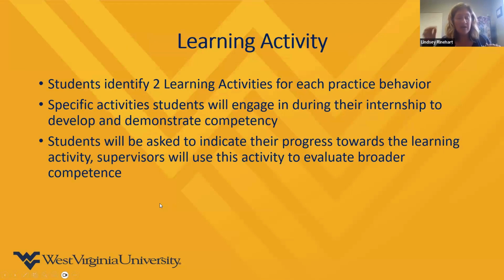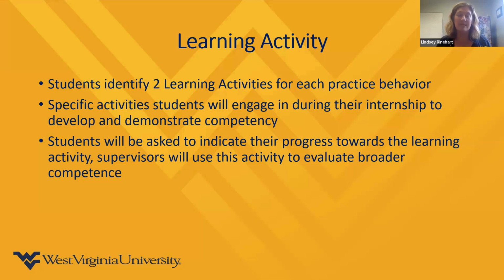Then we get to the learning activities, and this is what the students are building into their learning contract. Everything else is kind of pre-filled for them. This is where they are going to make this learning contract specific to them. And so again, in this client treatment plan parallel, this part is parallel to the intervention. So what is the student going to do with your support to meet each of these objectives? They're identifying 2 learning activities for each one of those practice behaviors. And these are the specific activities that they will do that's going to give you the opportunity to see them practice and demonstrate competence.